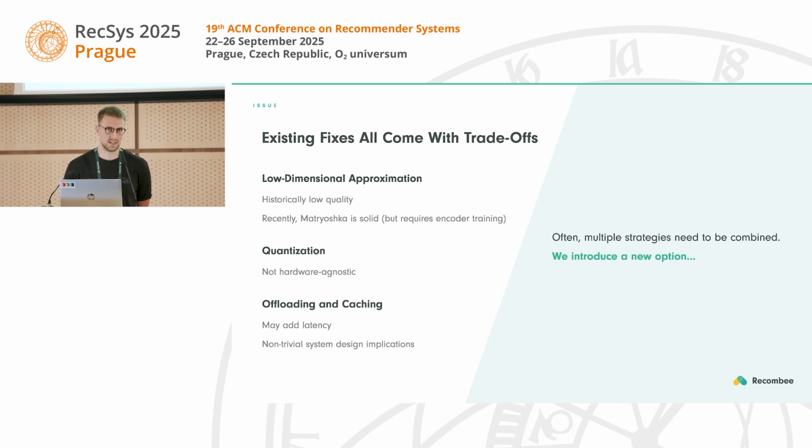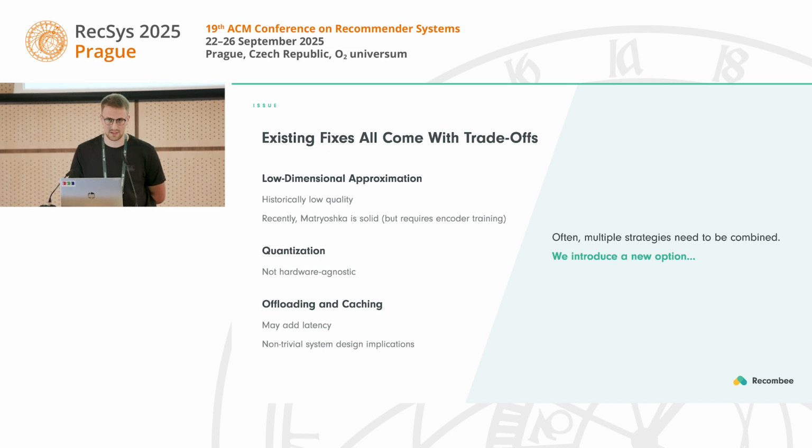For instance, low dimensional approximation of really expressive embeddings typically was not really high quality, and you were suffering a lot of quality loss when doing this. But recently, the Matryoshka approach, which works by hierarchical retraining of your backbone, allows you to compress the embeddings sufficiently, but the training cost might be really expensive for this operation.